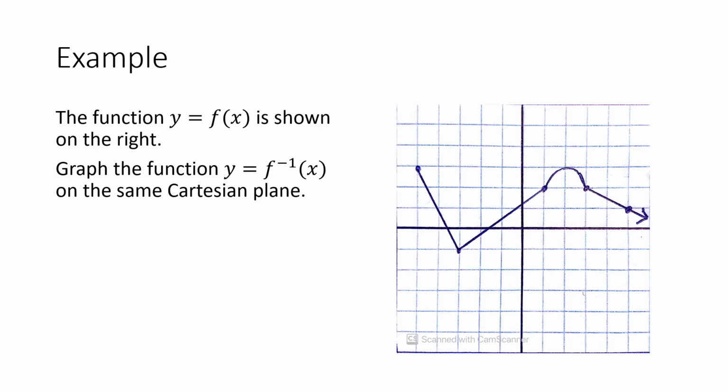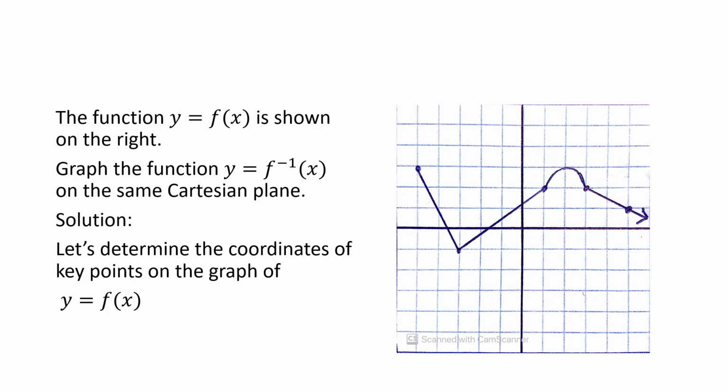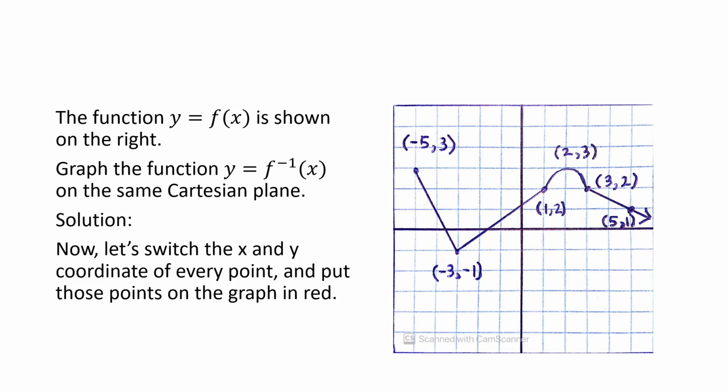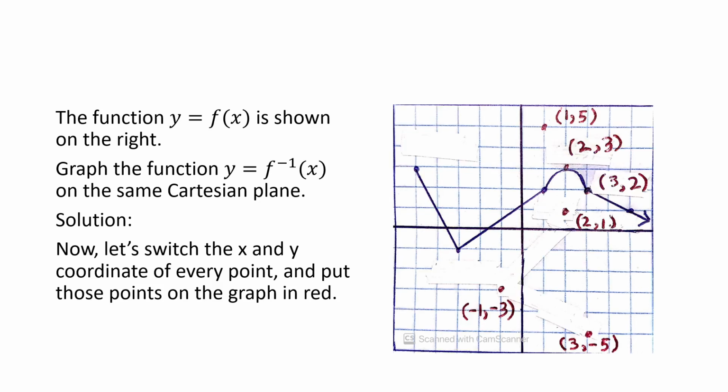And let's try graphing the inverse of this function here. So we're given the function y equals f of x, and we want to graph the function y equals f inverse of x on the same Cartesian plane. So what we can do is determine the coordinates of the key points on the graph of y equals f of x. Now, on a test or in a homework assignment, you don't have to actually show all of this. But these are the key points on the function. So what we're going to do is switch the x and y coordinate and put each of those in red. And there they are.